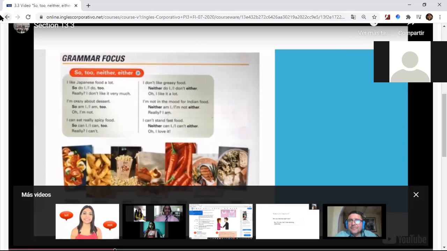Le vamos a poner un poco más difícil a Mirna. Come on. Yes, teacher. I would like to eat pizza. I would like to eat pizza. Uh-huh. To eat pizza. So do I? No, listen. I would like to eat pupusas.